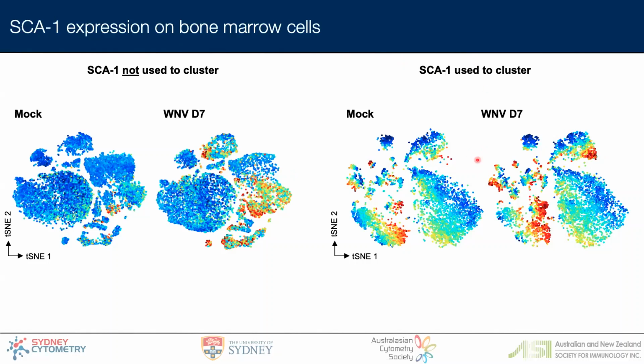But as I said, at the same time, we can still see some populations appearing within the mock versus infected, whilst others look like there's just an upregulation of SCAR1 expression. So like I said, I can't give you a blanket answer for this. It is dependent on what message you want to get across, and appreciating how your choice will impact the resulting outputs.